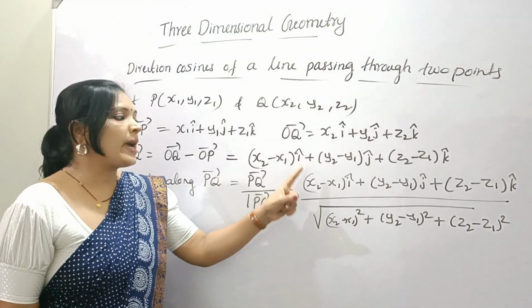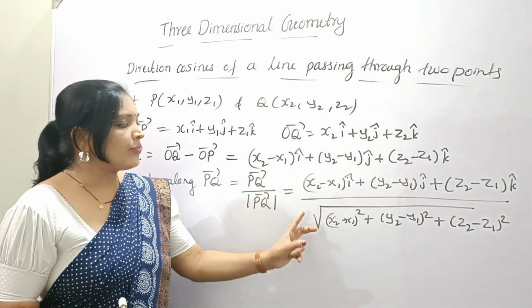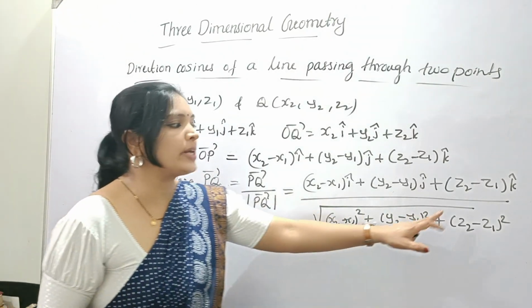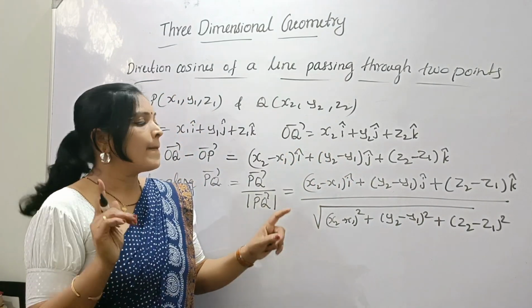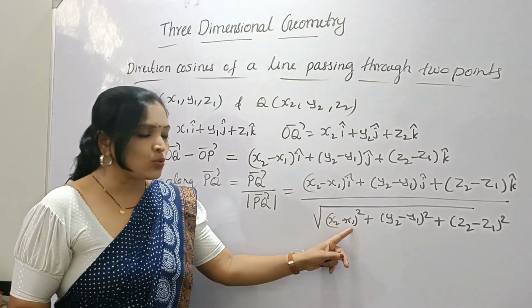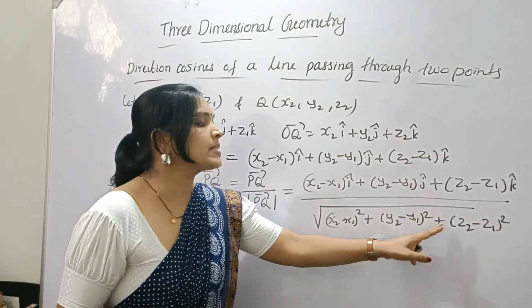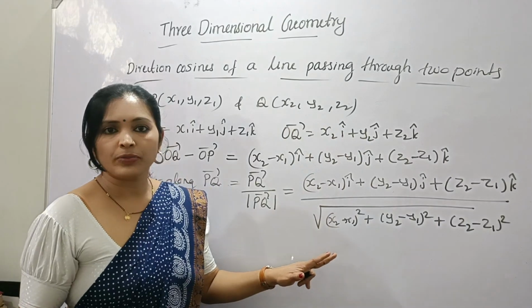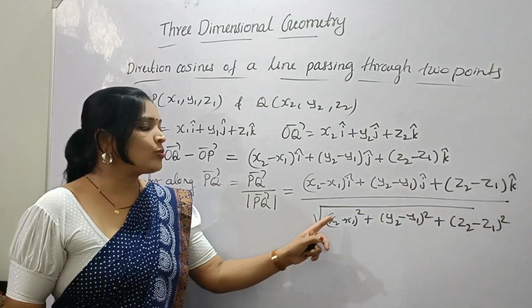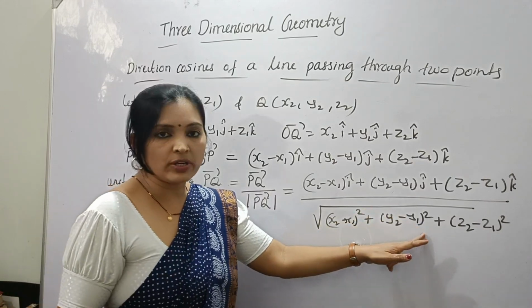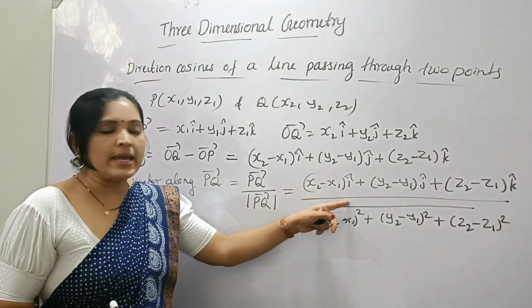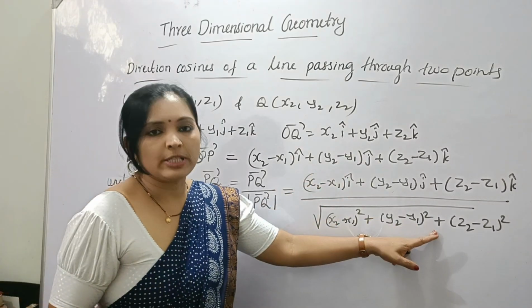Splitting it: (x2 minus x1) divided by the square root of (x2 minus x1) whole square plus (y2 minus y1) whole square plus (z2 minus z1) whole square, i, plus (y2 minus y1) divided by the same square root, j, plus (z2 minus z1) divided by the same square root, k. So here the coefficient of i is x2 minus x1 divided by this one.